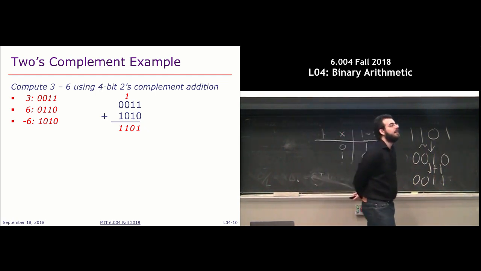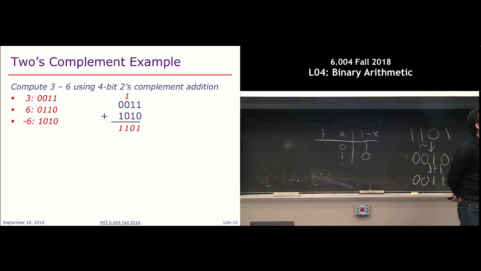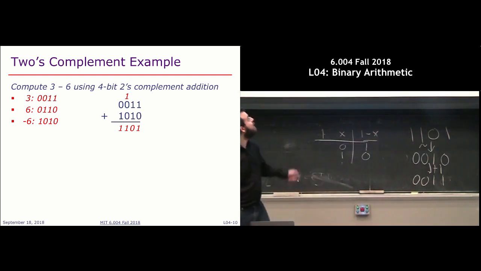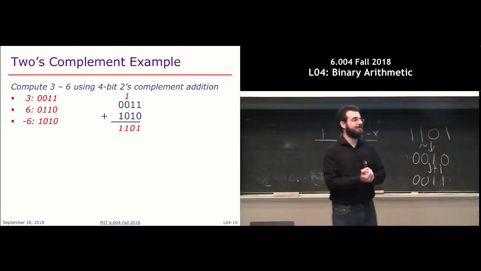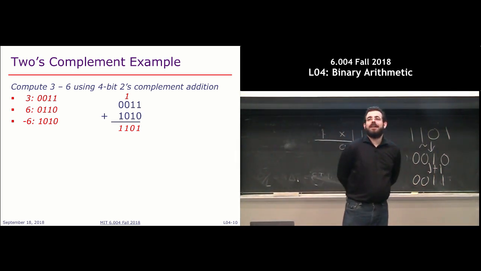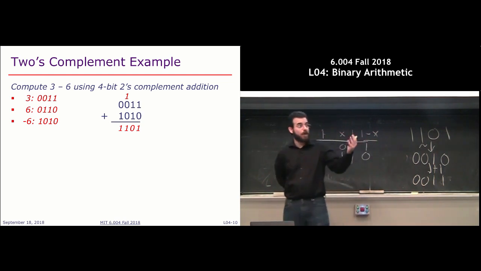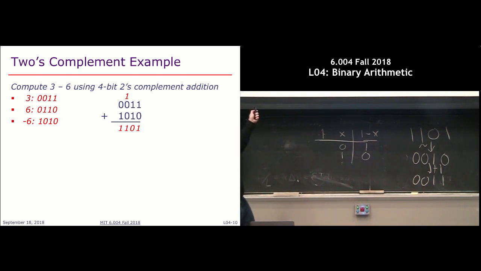Why did we add 1 in both cases instead of adding 1 for negation and subtracting 1 for the other way? You add 1 every time that you want to negate a number. The only reason I am adding 1 to this result is just to show that it is minus 3. Okay, any questions? So if you're performing the operation, the only thing you have to do is add a 1 to get to the minus 6.